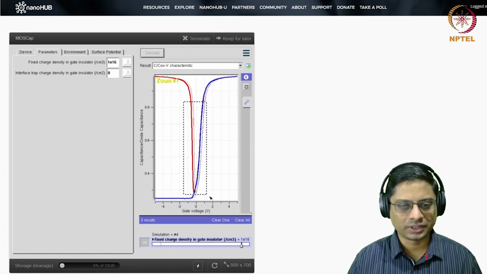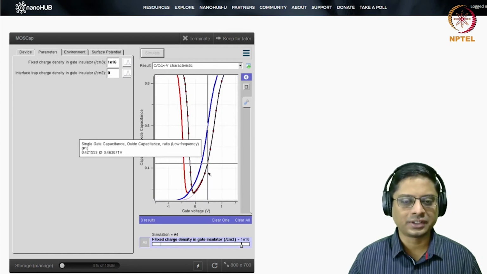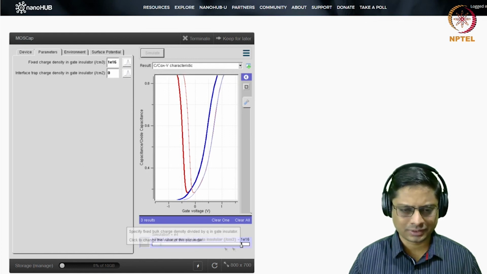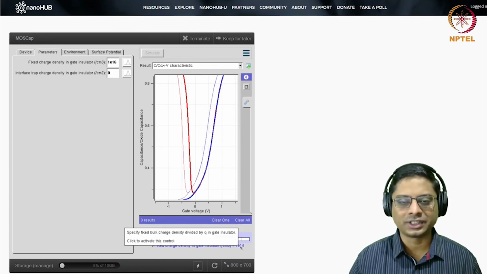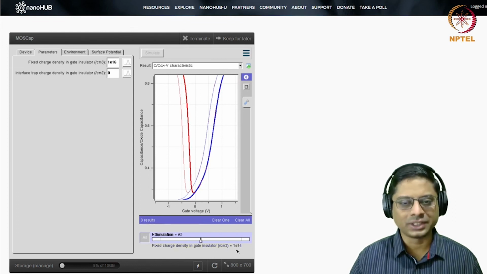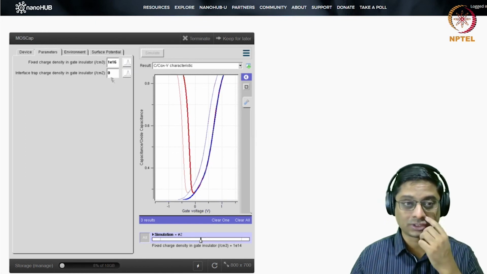You can zoom in here. You see, originally we had this CV, but then we added 10 power 12, or what was the number? I think this was 10 power 14. That was not enough. It didn't really change so much. So initially there was no charge, 0. Then we added 10 power 14. That was not enough. There's only a very small change. This is per centimeter cube. Okay, it's significant.